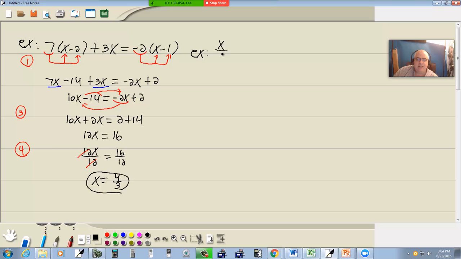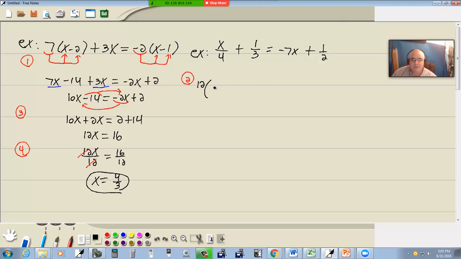Now, let's say I have a problem. It looks like this. Step 1, get rid of parentheses. Don't have any. Step 2, get rid of fractions. Multiply everything by the LCM of all your denominators. Now I've got three denominators, 4, 3, and 12, and my LCM would be 12.